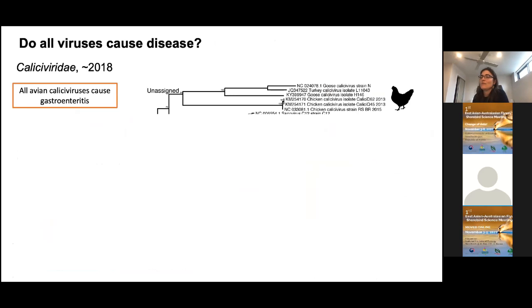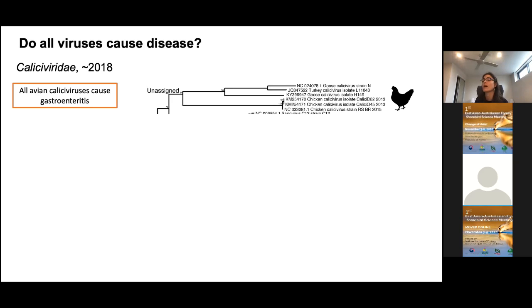This is part of a tree from the Caliciviridae. The Australians in the audience would know these viruses. This is what we're using to control rabbits. The other good example is if you've ever been on a cruise ship and gotten noro, that's a calicivirus. So in 2008, if we looked at all the caliciviruses known in birds, they clustered together, but they're all from poultry, and they're all from studies where they found gastroenteritis in poultry and wanted to know what it was.